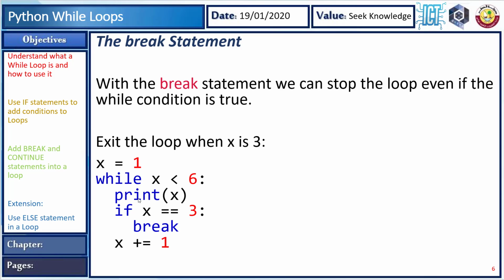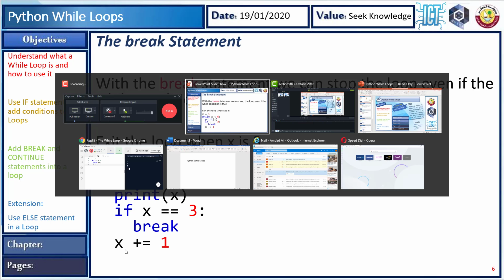Within that condition, we can have another condition, which is usually known as a nested condition or nested statement. In this case, a nested if statement. We will say if the value inside the variable x is the same as, which means equals to 3, then we want to stop. We want to have a break. If it's not, and it's any other number, then we will add the number 1 to the value x. So let's try this out onto REPL.